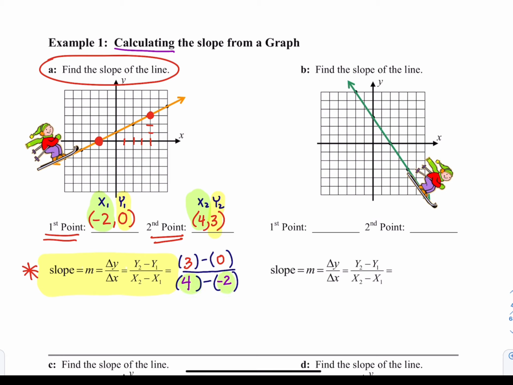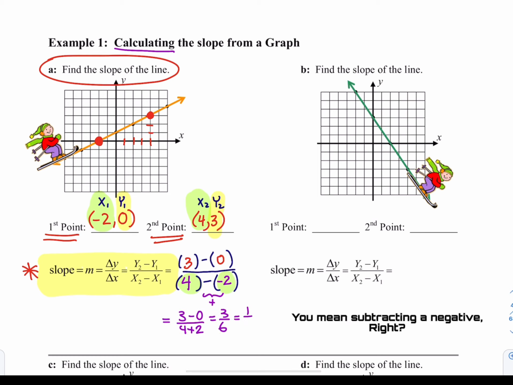Going through and doing the math and simplifying, remembering that minusing a negative is positive, we have 3 minus 0 and 4 plus 2, 3 over 6, or 1/2 is our slope. A slope of 1 over 2. If I were to use the graph, I can count the rise and the run to get the same result.